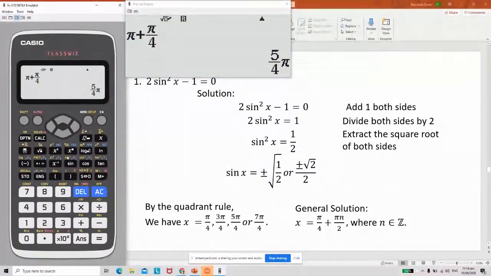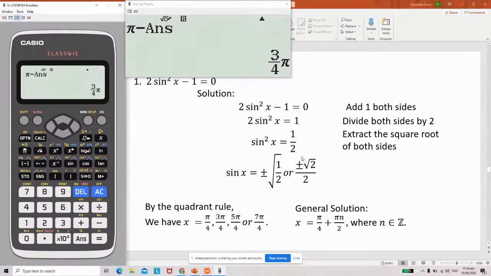Ayun siya. Kung positive naman, so shift inverse of square root of 1 half equals pi over 4. Para makuha na sa second quadrant, subtract the reference angle from pi. So shift pi minus the reference angle, 3 pi over 4. Okay ba?